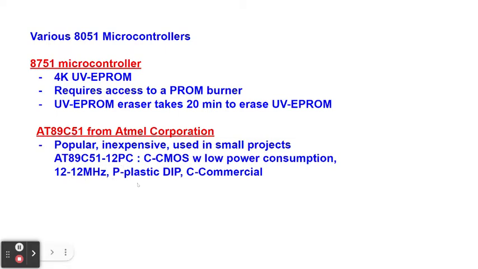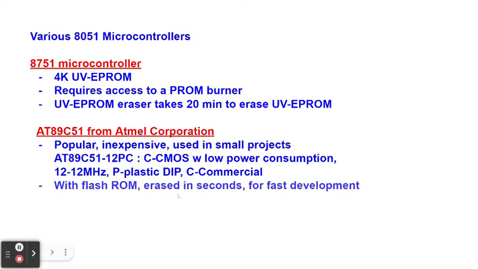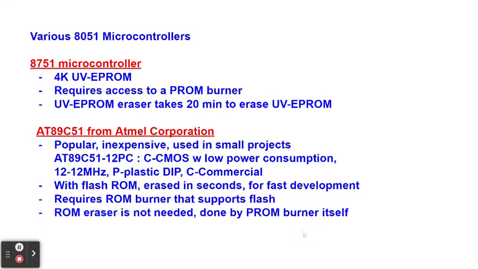The letter P means plastic DIP, or dual inline package, and C stands for commercial in the last part. It has flash ROM, and this can be erased in seconds for fast development, and it requires a ROM burner that supports flash. Now, the ROM eraser is not needed because this is done by the PROM burner itself.